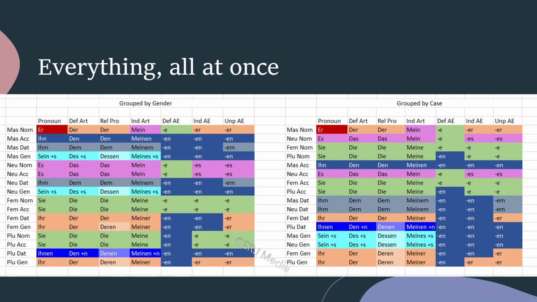So here we go. This is everything all at once. Now, this is theoretically what you would need to remember if you weren't doing it the easy way, right? You would have to remember this entire chart. As you can see, this is a lot theoretically. Obviously with the colors, it makes it easier. That's the point of me having the colors.